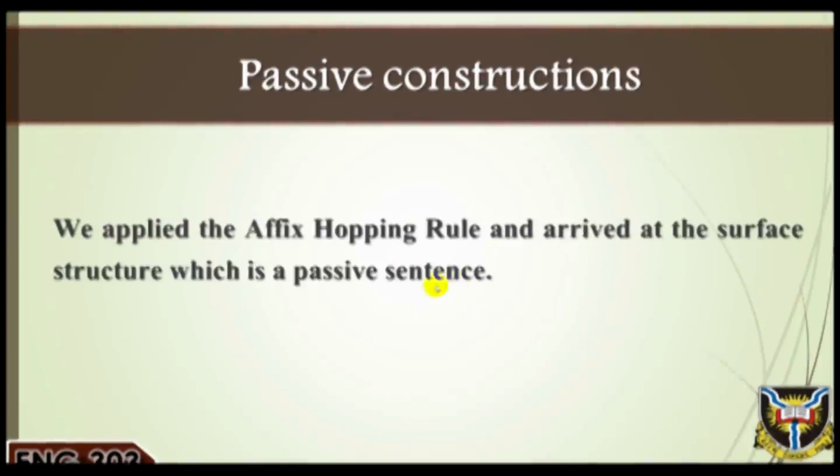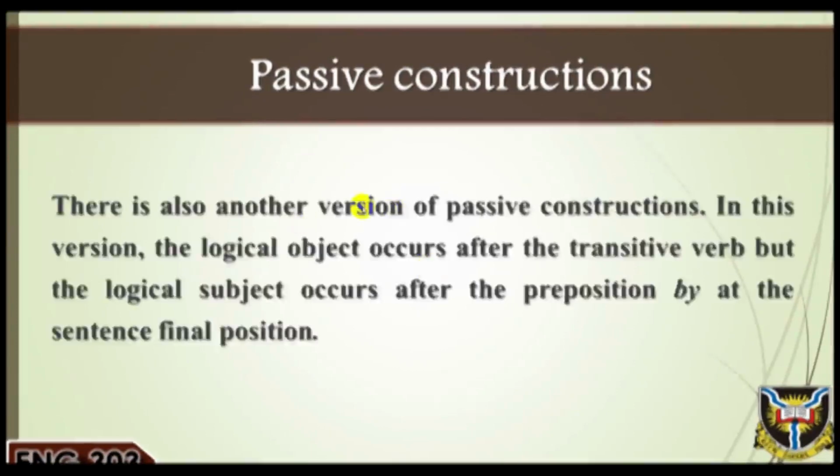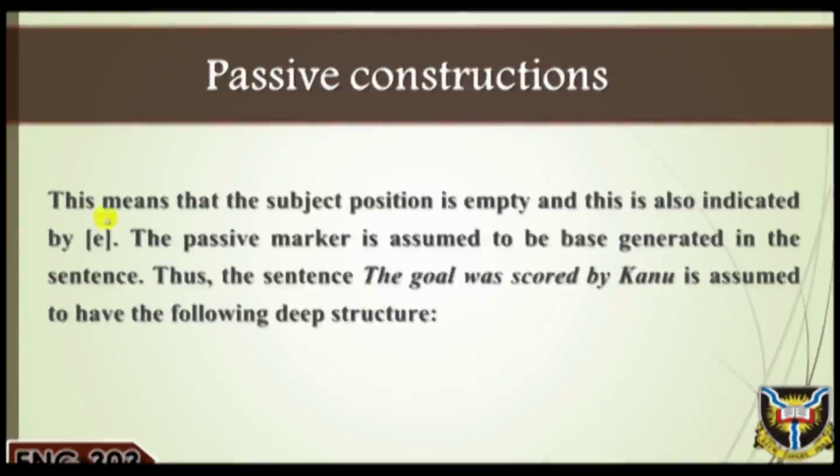There is also another version of passive constructions. In this version, the logical object occurs after the transitive verb, but the logical subject occurs after the preposition by at the sentence final position. This means that the subject position is empty, and this is also indicated by E. The passive marker is assumed to be base generated in the sentence. Thus, the sentence, the goal was scored by Kanu, is assumed to have the following deep structure.